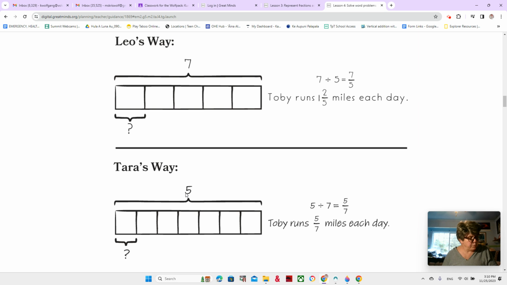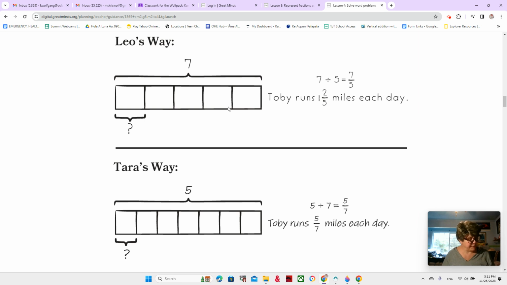Okay, so we need to be really careful when we're reading the word problems. We have to be able to identify which quantity represents the dividend, what is being divided up. The miles are being divided up by the days, right? Not the days divided up by the miles. And which one is the divisor, what is doing the dividing. So 7 miles divided by 5 days.